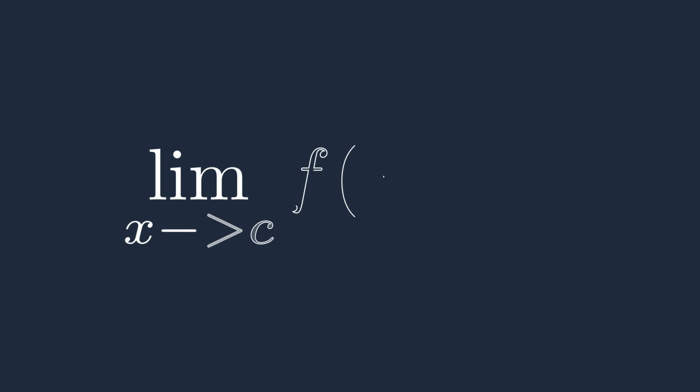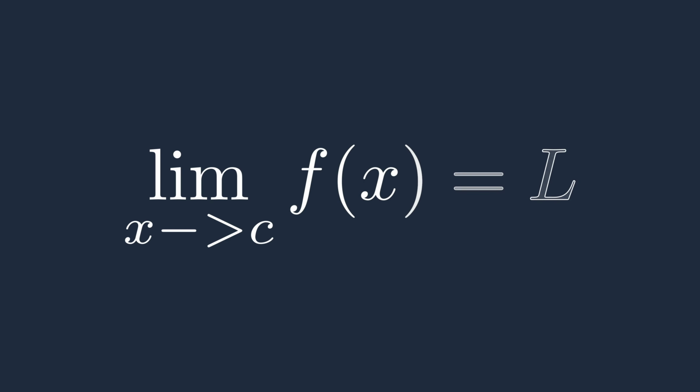Now, the way we write this is by putting a lim for limit. Under that, we put x right arrow c, or whatever variable approaching any constant. Then, to the right, we put our function, in this case f of x, and then equals L, or the number of your limit.